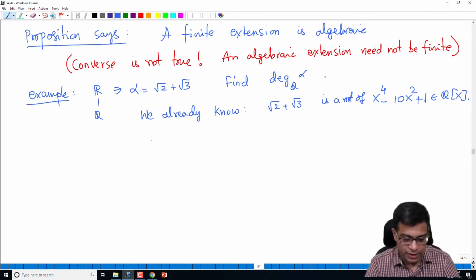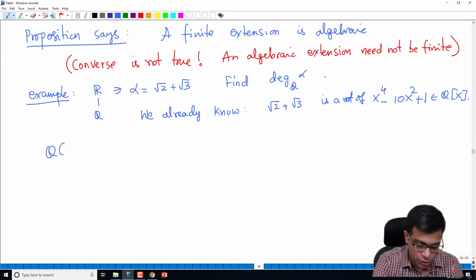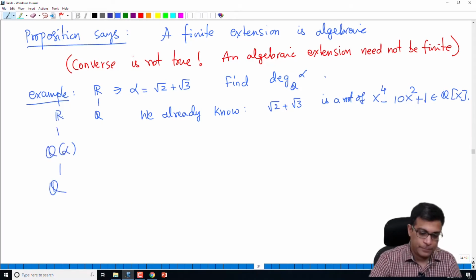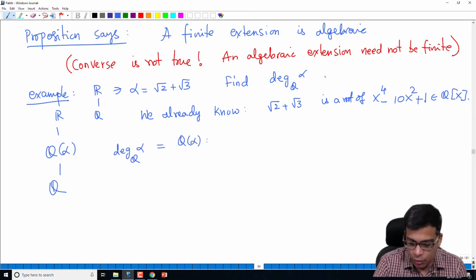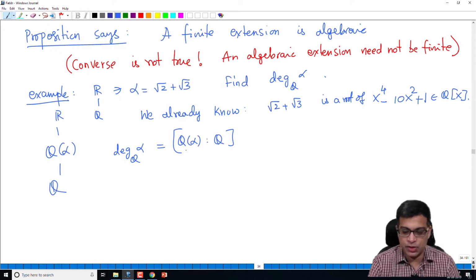So now I am going to consider this extension. Forget R, my goal is to consider this extension. Of course, this is in R, but I am mainly interested in this extension. To find the degree of this, all we need to find is the degree of the field extension. We typically write Q(alpha), though we can also write Q[alpha] here. The degree of alpha over Q is this.